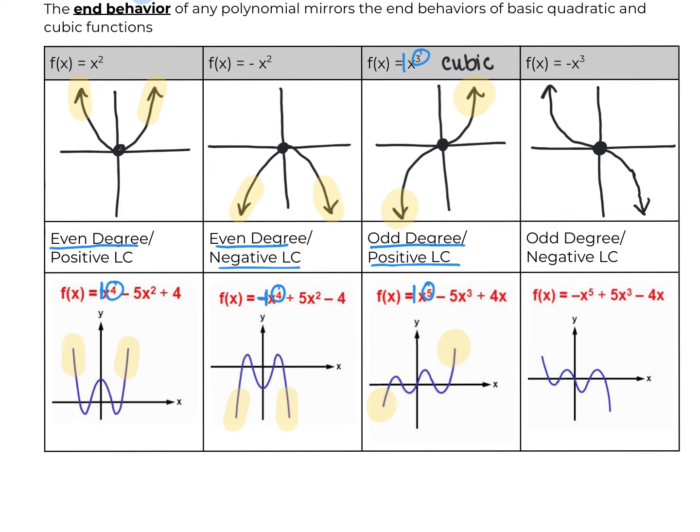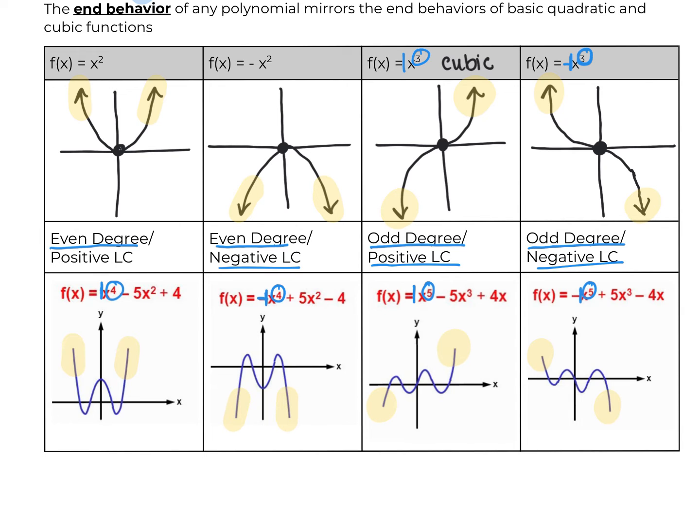Now, if we have an odd degree and a negative leading coefficient. So look, we have an odd degree here, negative leading coefficient in front. So odd degree is 5, leading coefficient is -1. They're going to end in the same way, up to the left and down to the right. But again, the difference between a regular cubic function and a polynomial is that they have these bumps in between, but they're still going to end the exact same way.